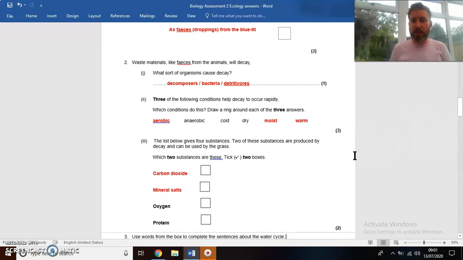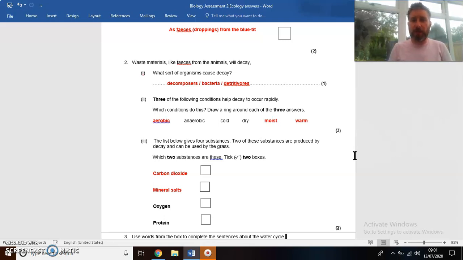3 conditions that help decay to occur rapidly. So what do we want? We want it warm, we want it moist, and we want aerobic conditions so the bacteria can work. And when we looked at how food is preserved, we preserve food by removing some of those conditions. So we put it in a tin, which kills bacteria, and that obviously prevents oxygen getting in. We keep it dry by salting it or sugaring it or drying it, or we keep it cold by putting it in the freezer. So all of those things take away the warm, moist, aerobic conditions that's what they need.